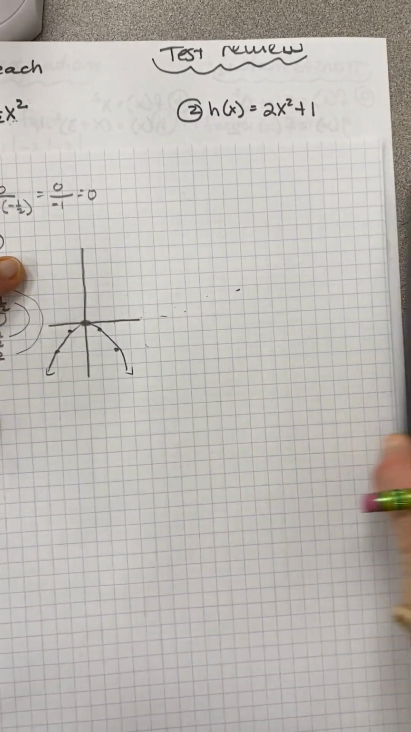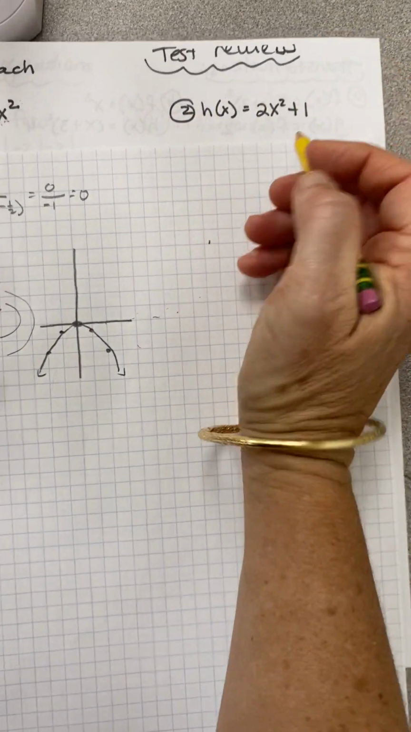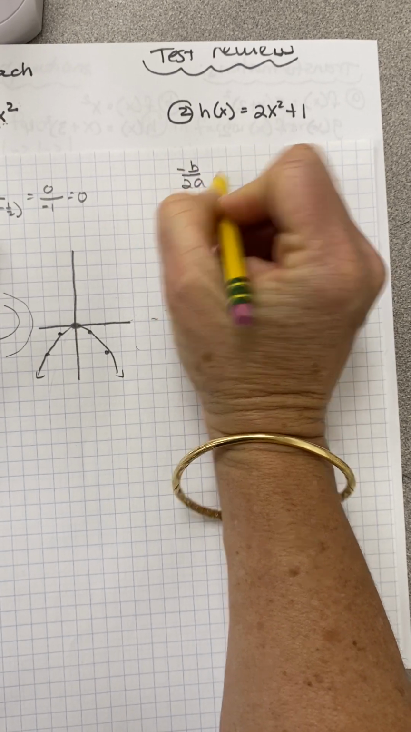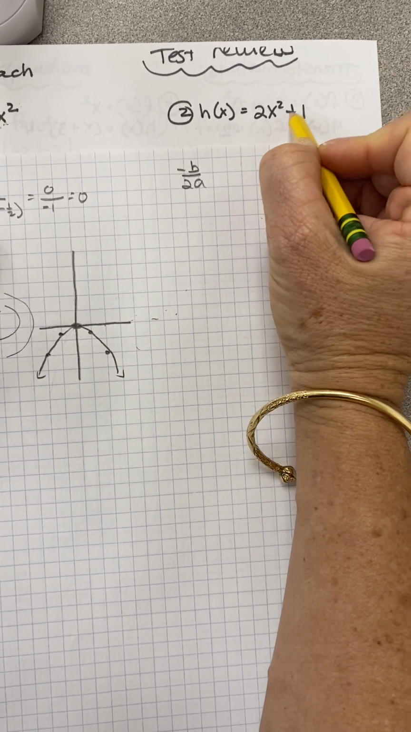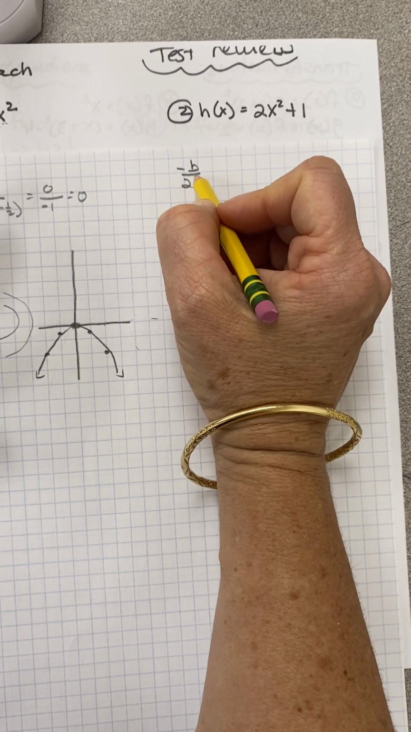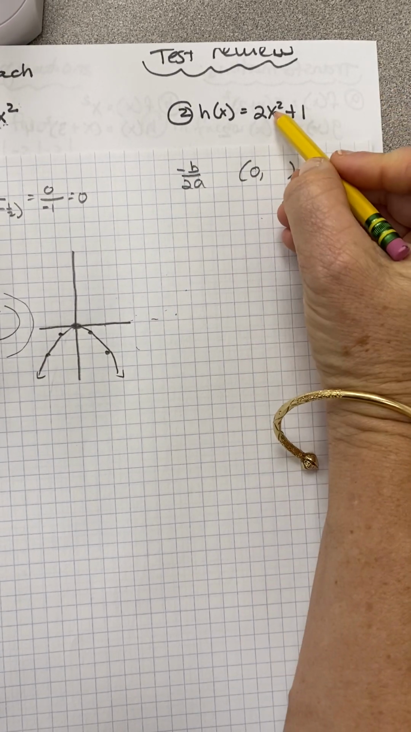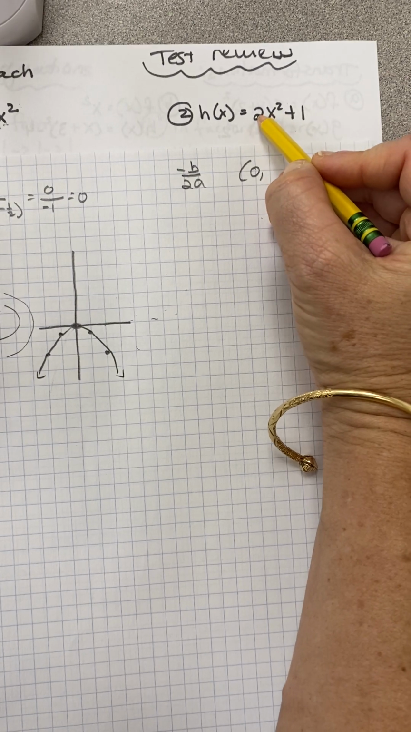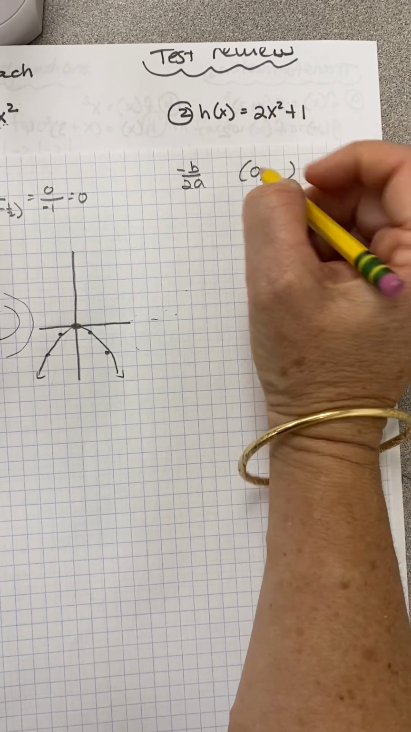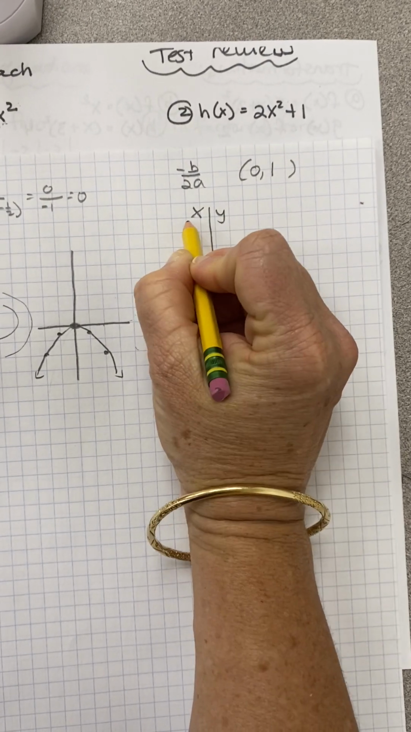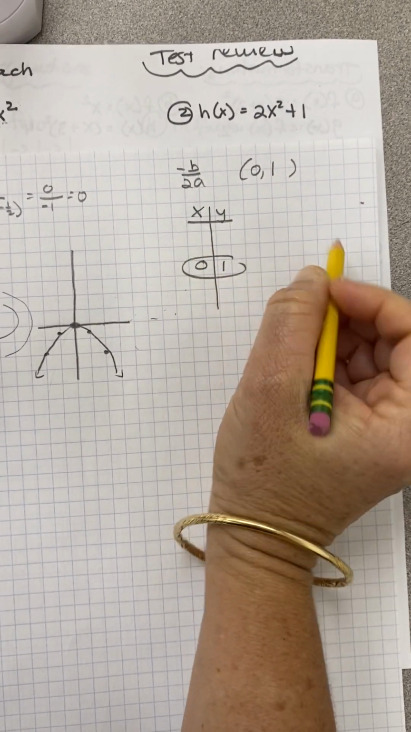Let's look at h of x. H of x, I think of this in standard form, okay? Negative b over 2a. Notice I don't have a b, right? So at this point, I know that it's going to be 0 for the axis of symmetry. Plug in 0. 0 squared is 0. 0 times 2 is 0. Plus 1 is 1. Okay, make my x and y. 0, 1 is in the middle.